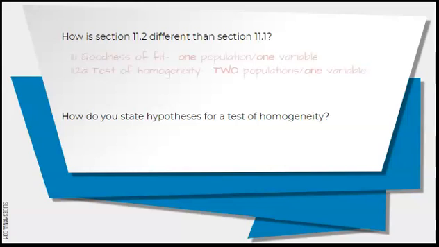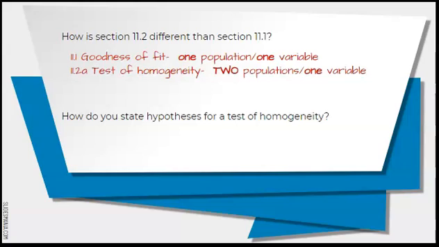It's a great question. Goodness of fit is what we talked about, and that is the test that we do when we have one population and one variable, or maybe one sample and one variable. Really simple, one easy table. Now, a test of homogeneity is when you have two populations and one variable. So you have two separate samples, but they ask the same question. That's when you use homogeneity.